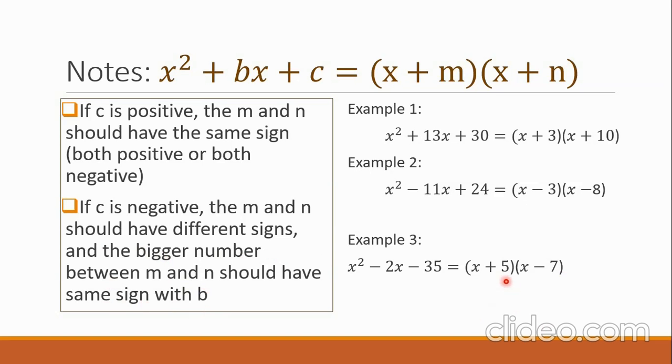So between the numbers 5 and 7, 7 is bigger, and because the sign of b is negative, the 7 as the bigger number will have the negative sign also.